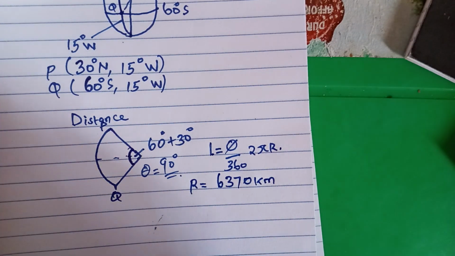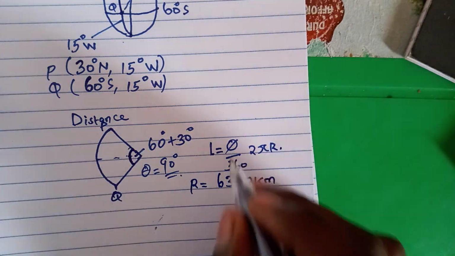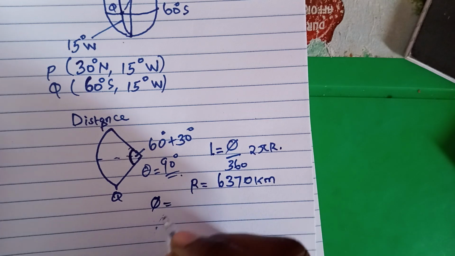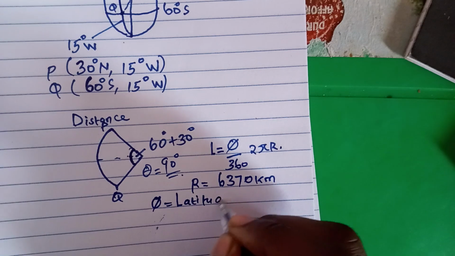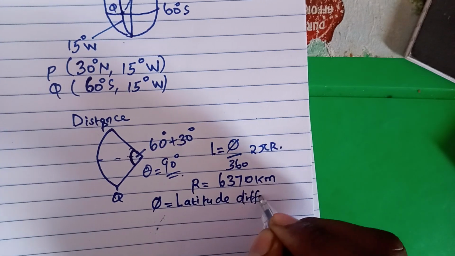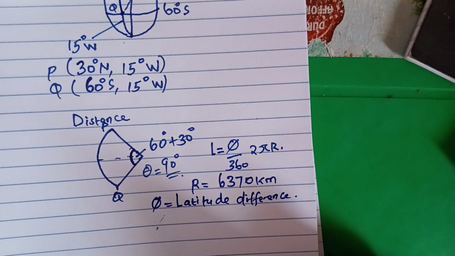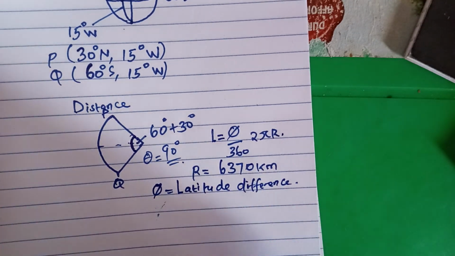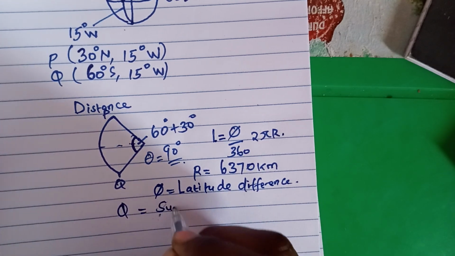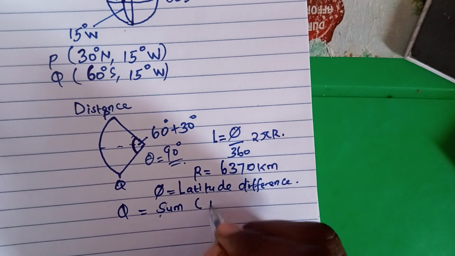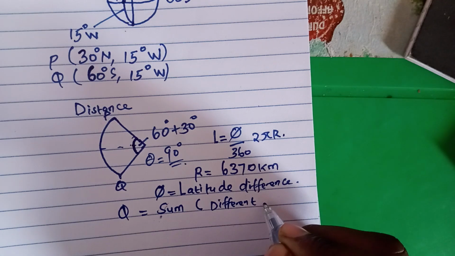So if you want to calculate the distance from P to Q, you will realize that this theta is what is called the latitude difference. And as far as this latitude difference is concerned, we focus mainly on the direction. If we are talking of different directions, the theta will be given by the sum, if those towns lie on different directions or different hemispheres.